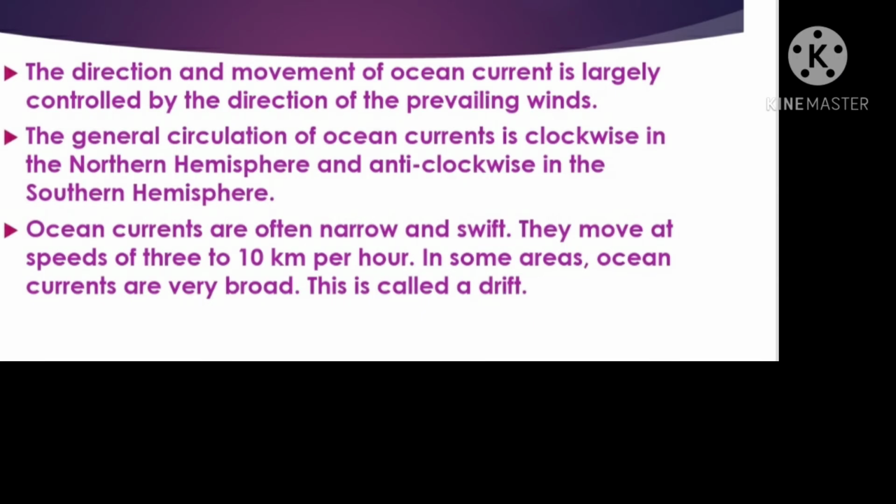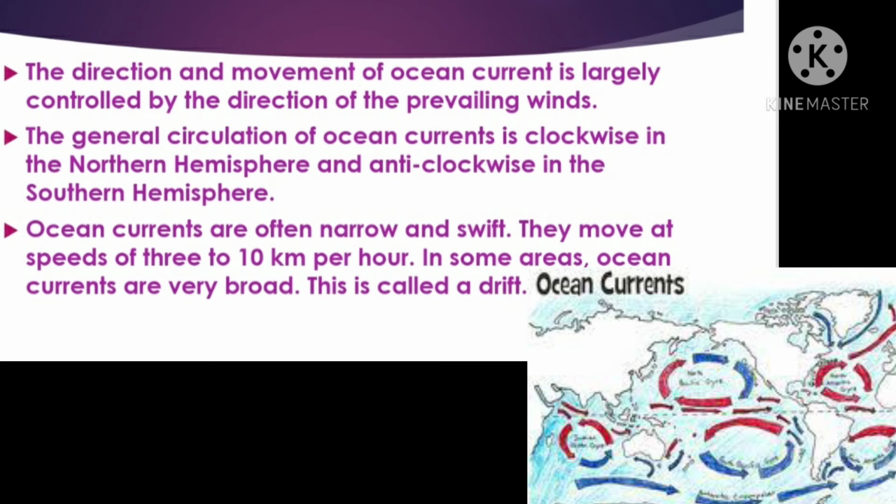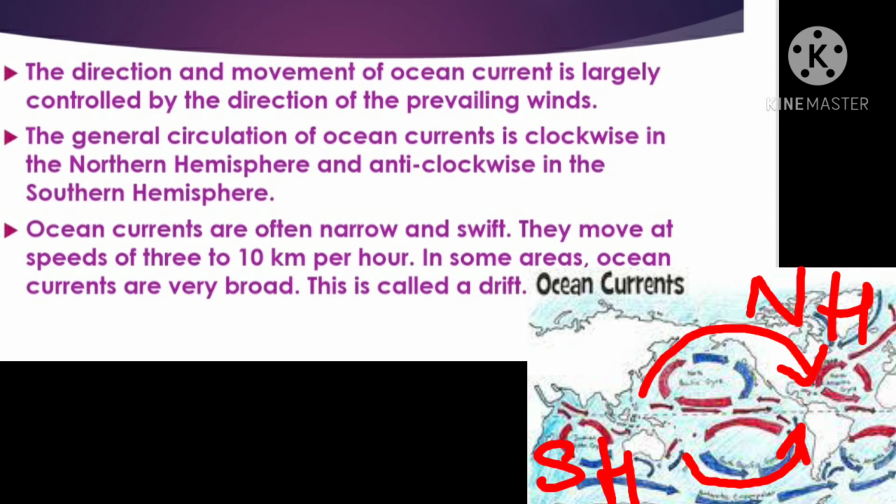Now, the direction and movement of ocean currents is largely controlled by the direction of the prevailing winds in that region. Generally, the circulation of ocean current is clockwise in the northern hemisphere and anti-clockwise in the southern hemisphere. Ocean currents are often narrow and swift. They move at speeds of 3 to 10 km per hour. In some areas, ocean currents are very broad and there they are called a drift.